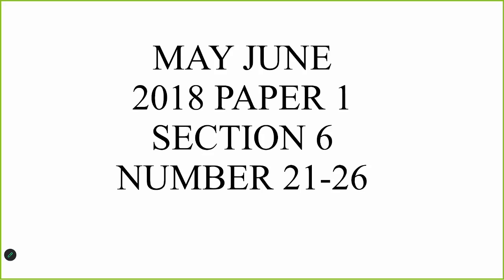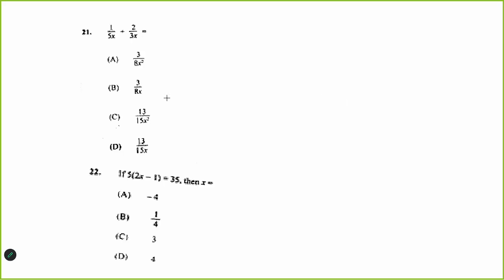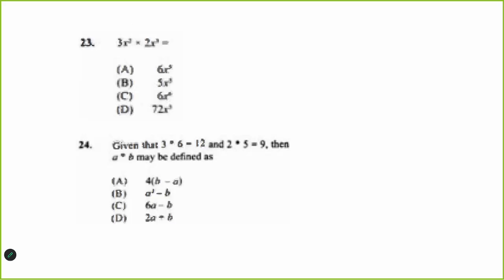Let's look at May, June 2018. This is a repeated question. It was 13 over 15x squared. This is a repeated question. D4, right? 3x squared multiplied by 2x squared should give you 6x. Hold on, so this question is 3x squared multiplied by 2x cubed. That would be 6x to the power of 5, which I believe is A.